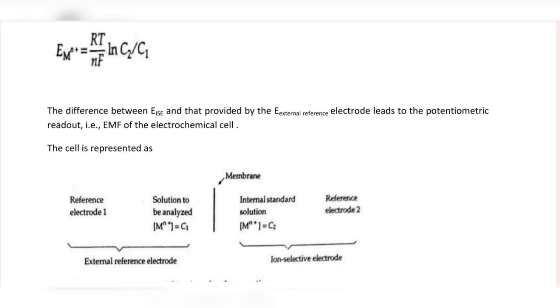The first component is the external reference electrode part, and the second component is the ion selective electrode part. In the external reference electrode part, first we place an external reference electrode, then the solution to be analyzed. Then the middle partition, which is the membrane, and again in the ion electrode part, internal standard solution and internal reference electrode. This way we can represent the ion selective electrode in general.